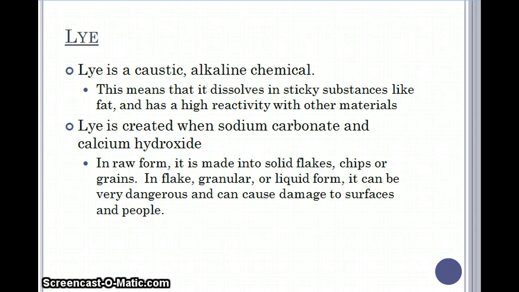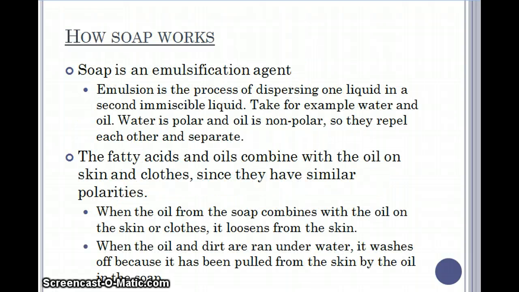Lye is a caustic alkaline chemical, which means that it dissolves in sticky substances like fat and has a high reactivity with other materials. Lye is created when sodium carbonate and calcium hydroxide react with each other. In a raw form, it is made into solid flakes, chips, or grains. In flake, granular, or liquid form, it can be very dangerous and cause damage to surfaces and people, and this is why some cleaning products are toxic to people. So this is how soap works.